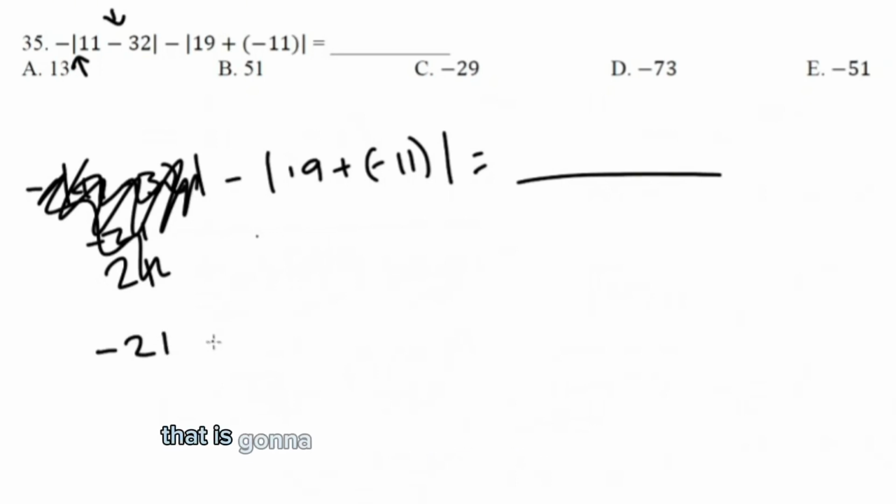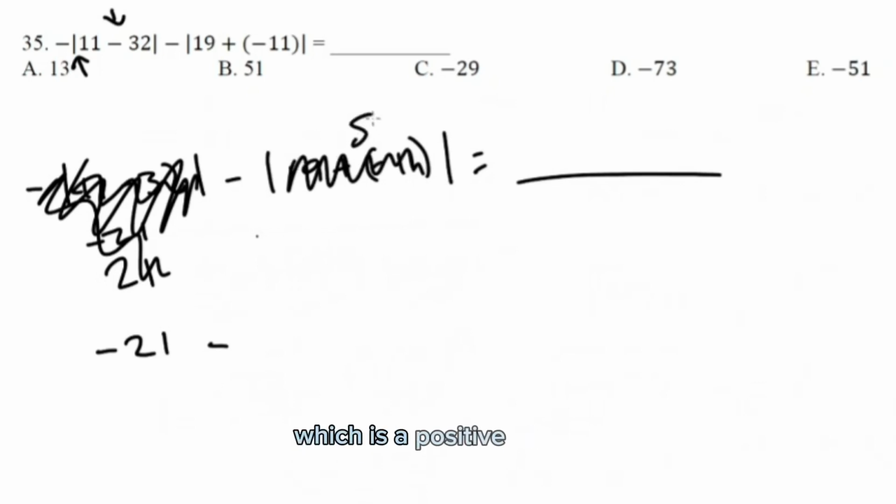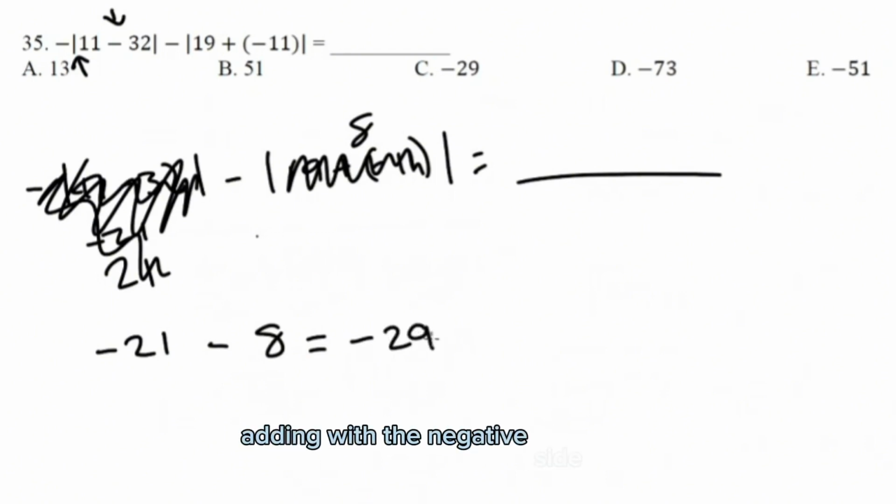Alright, that is going to be subtracting the absolute value of 19 plus negative 11. When you add a negative number, you're just subtracting. So that's 19 minus 11, that's just 8, which is a positive number. So it really doesn't matter about the absolute value, it just keeps it positive. So then this becomes 8, but you're subtracting it, so it's minus 8. So now we have negative 21 minus 8. When we subtract a positive number from a negative number, the result is just negative again. So it's going to be negative 29. You're basically just adding with the negative sign in front. And now we have negative 29, and that's your answer.